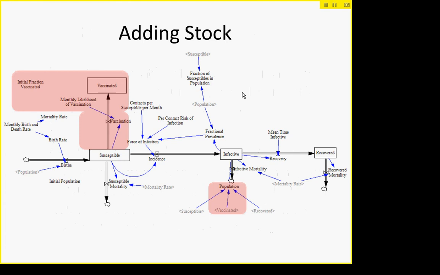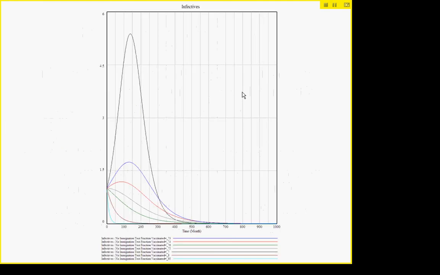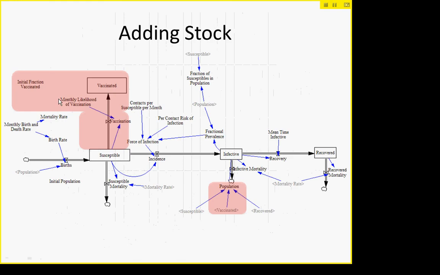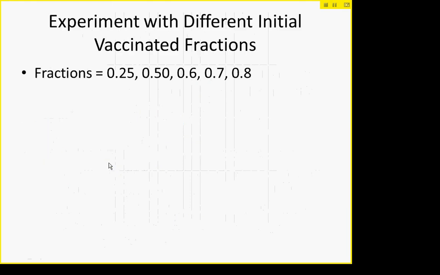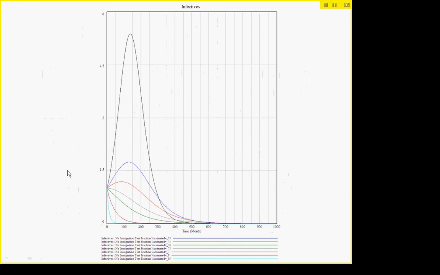Now, the interesting thing is that by bringing enough people over there, you could lower the fraction of susceptibles to the point where the infection will not take hold, where there's herd immunity, where the effective reproductive number is less than one, and the infection will die down. Okay.